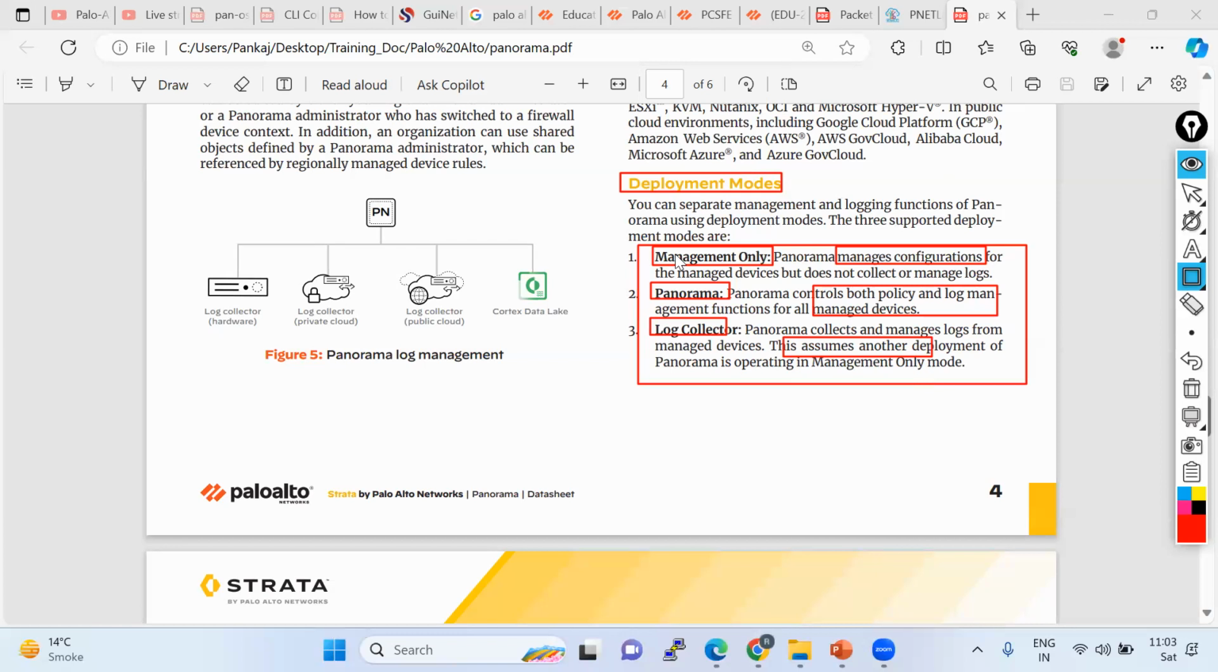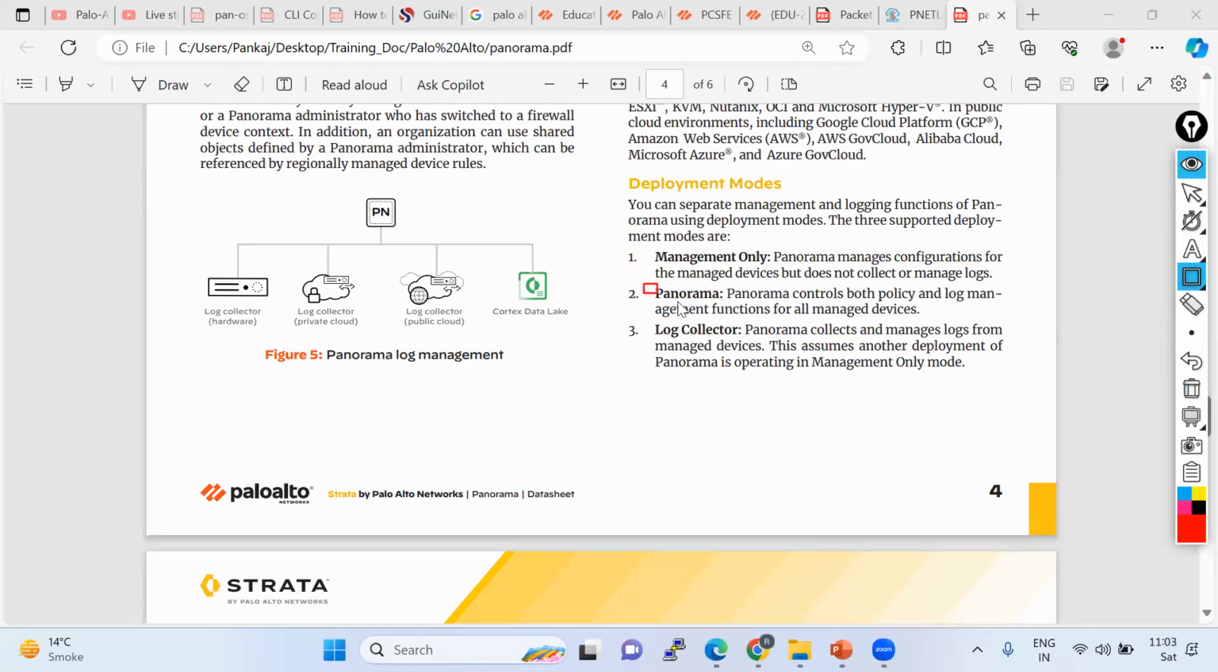But every company needs three modules: configuration management, log management, and both configuration and log management together. That's the Panorama mode, which covers both. You can deploy it so that both logs and configuration are in Panorama. In simple words, that's Panorama mode.